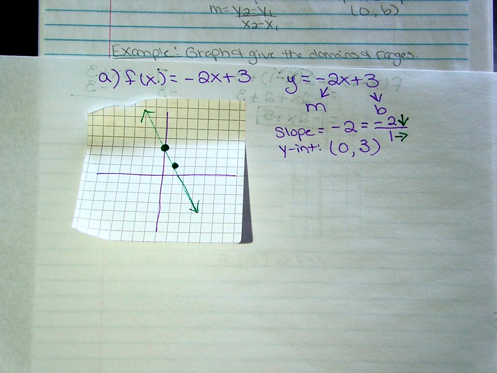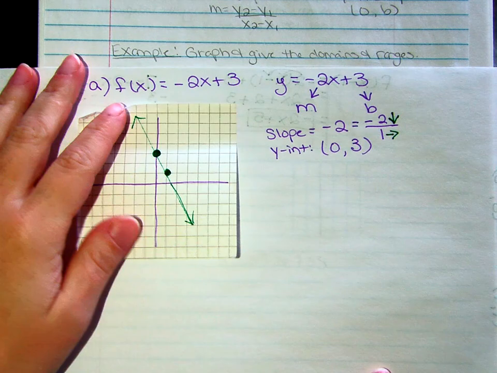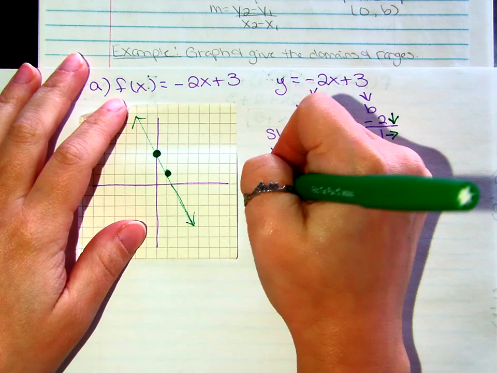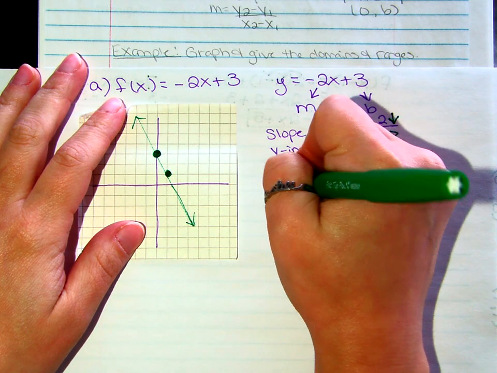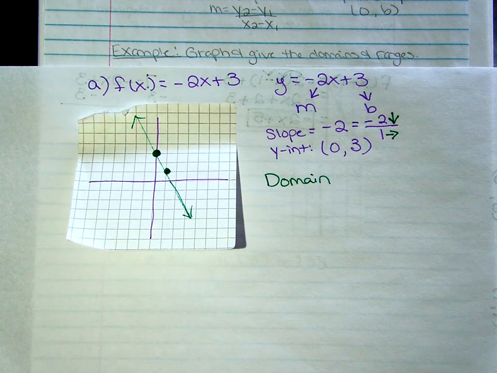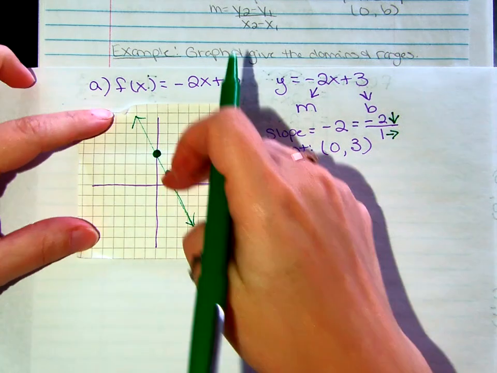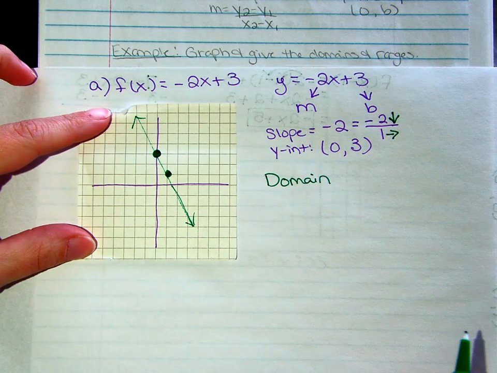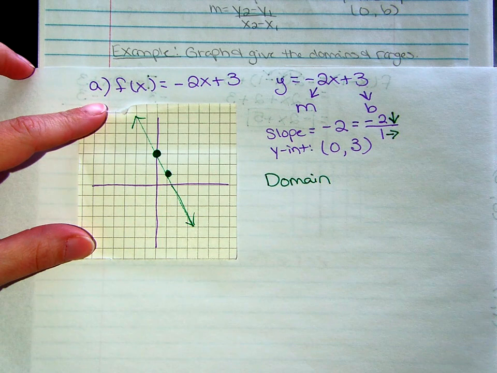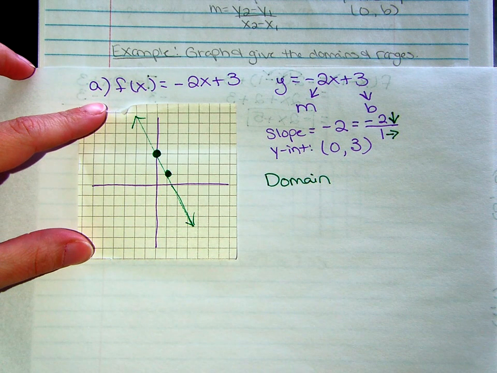Okay, we're not done with that problem because it said give the domain and the range. The domain is your x values. So when I think about this line, and I think about it going on forever this way and forever this way, maybe it's easier to ask, are there any x's that I'm never going to actually use?